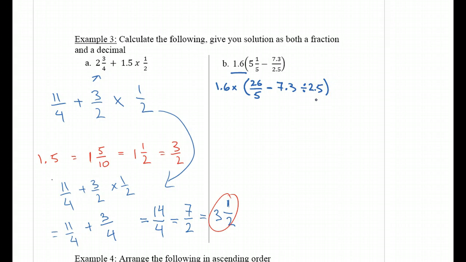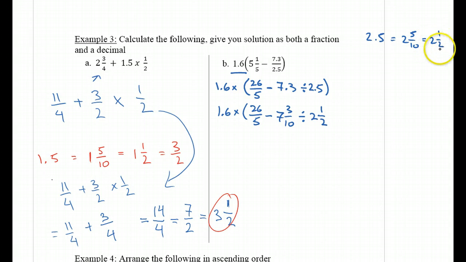Okay, let's keep going on the next line here. So 1.6 on the outside, 26 over 5, minus, and now I'm going to convert those decimals into fractions. So 7.3 is going to be 7 3/10 divided by 2 5/10, or it's going to be 2 1/2 once I simplify this. So 2.5 is going to be 2 5 over 10, which equals 2 1/2.